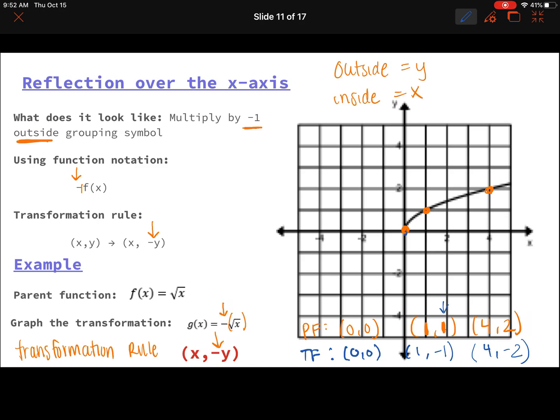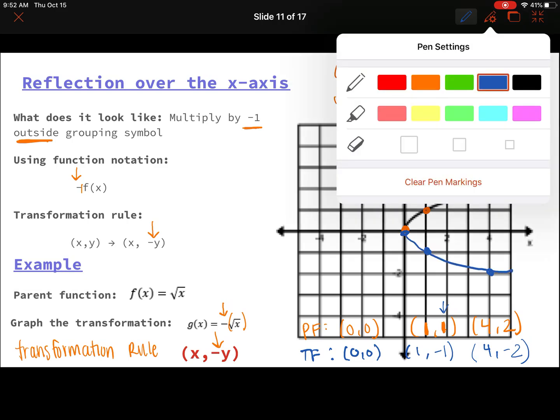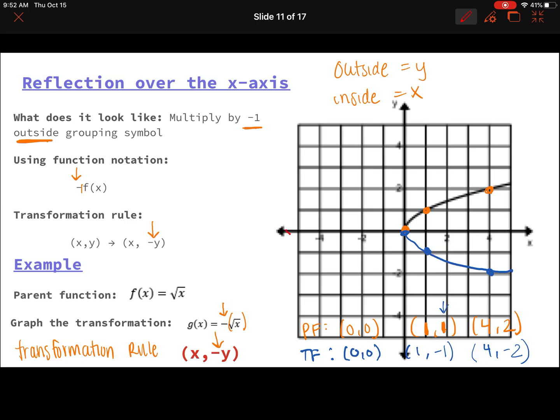Okay, so 0, 0. So I'm going to graph that. Okay, and then I'm going to go over 1, down 1. Okay, and then over to +4 and down to -2. Now, we can draw this, right? But it's super, super, super important to know that these do not connect.